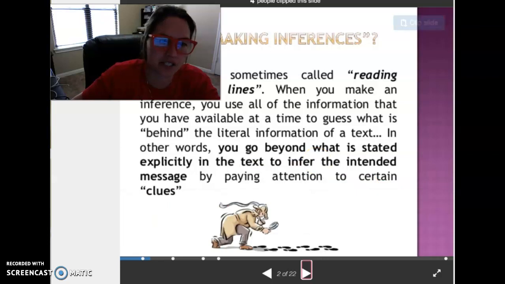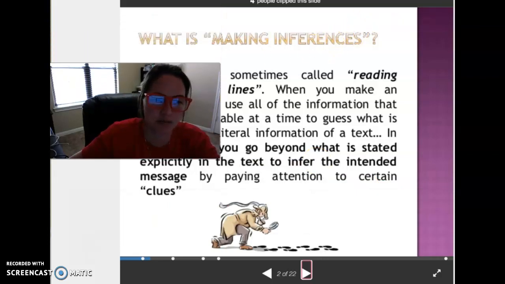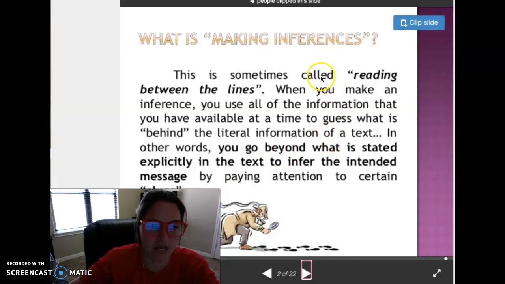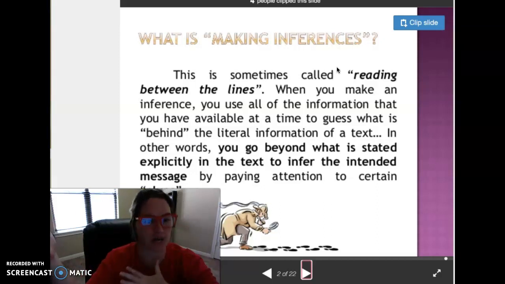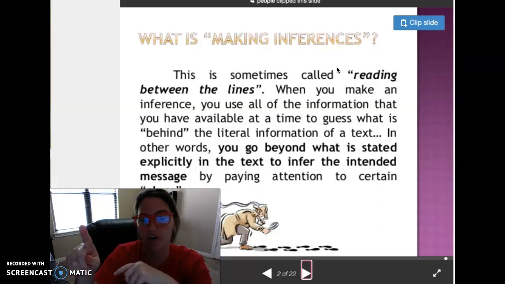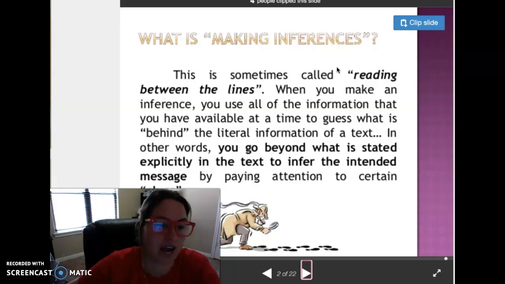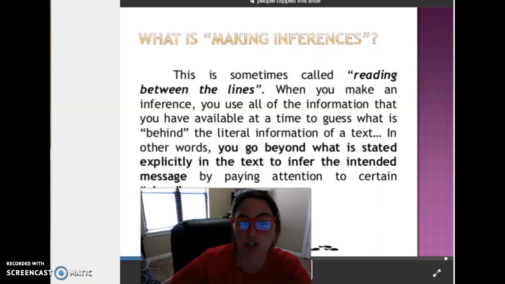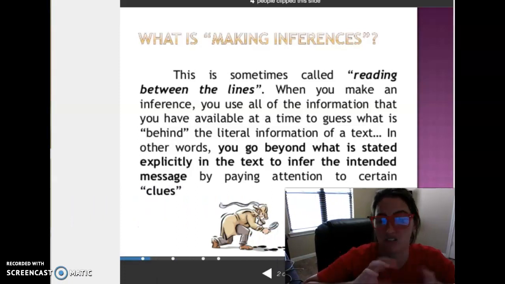So making inferences, as you've heard this phrase before, is also sometimes known as reading between the lines. When you make an inference, you use all the information that you have available at that moment to make the best guess as to what is behind what's literally going on. In most cases in English class, it's the information from a text. So you need to go beyond what's stated explicitly in the text to infer what the intended message is, what the author actually meant, by paying attention to certain clues. Again, we've talked about this. This is just a different way to restate what you've already been told.